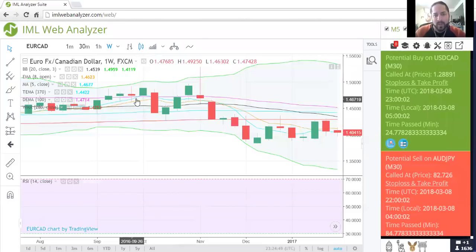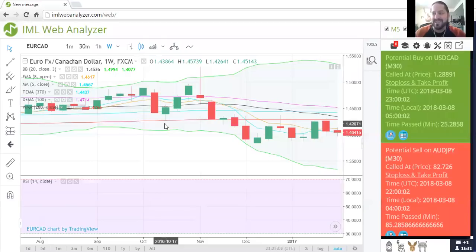Now, what we see here, when it broke down, what did it do? It hit right here on that red line. That is your 280 WMA right here. So it crossed, hit that, and then it bounced up. So it respected this support level. The red line is a very powerful support level. Then it went way up here out of the bounds of your upper Bollinger.